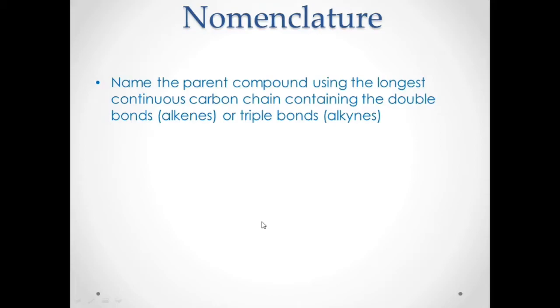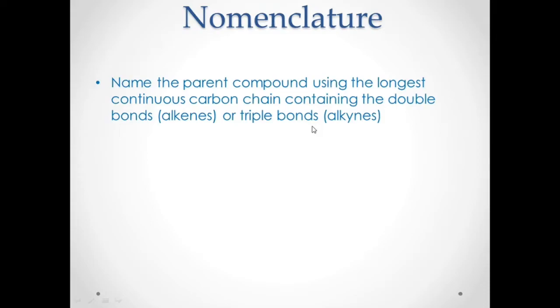So the next would be, how do we name alkenes or alkynes? Number one rule, and this is also the IUPAC system of nomenclature, the International Union of Pure and Applied Chemistry. Number one rule is to name the parent compound using the longest continuous carbon chain containing the double bonds. So for alkenes, that is containing the double bonds, and for alkynes, that is containing the triple bonds.